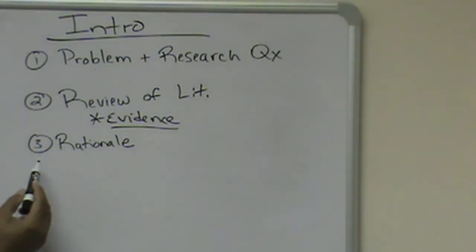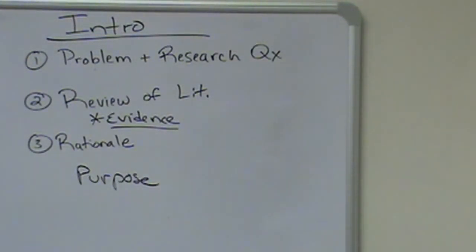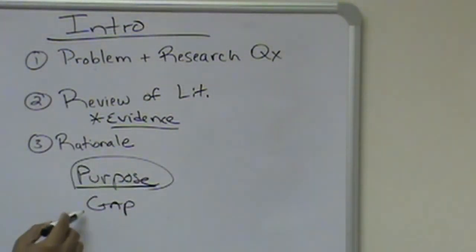And then the final part of the intro is the rationale, or the purpose statement, where you make it clear to the reader, hey, here's the purpose of this paper. There's a gap in the research, and this paper has the purpose of filling that gap, or the purpose of this paper is to fill this gap in this particular way, and based on past research, here are my hypotheses.